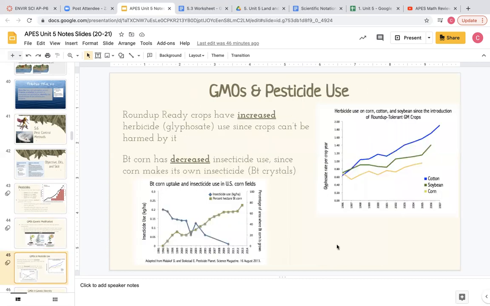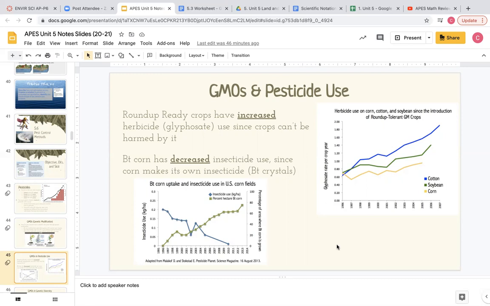So GMOs and pesticide use. Roundup Ready crops have increased herbicide use since crops can't be harmed by it. So before, when using Roundup on corn plants would actually kill the corn, farmers didn't use a lot of it. And if they did, they were very careful with how much they used and where they actually sprayed it because it was going to kill their crop as well. But now that corn is not killed by the Roundup, farmers use it and just spray the whole field with it. So of course it has increased the use.